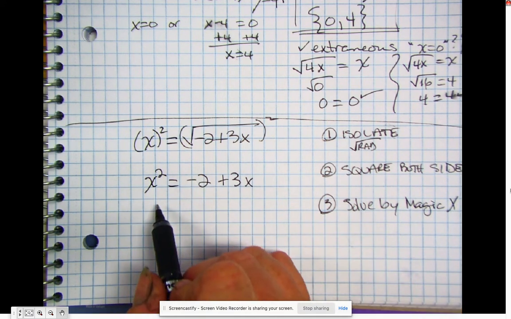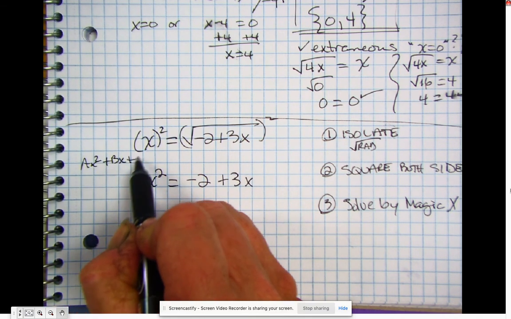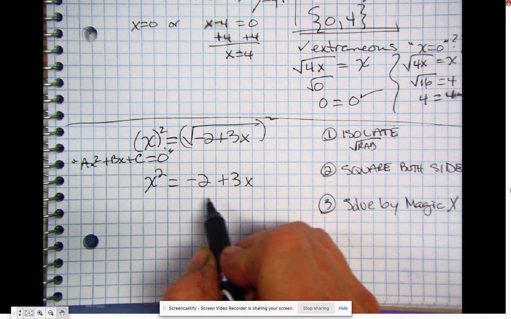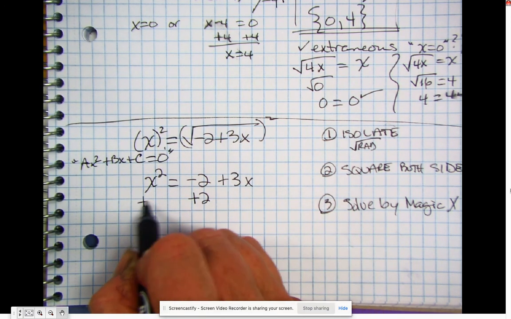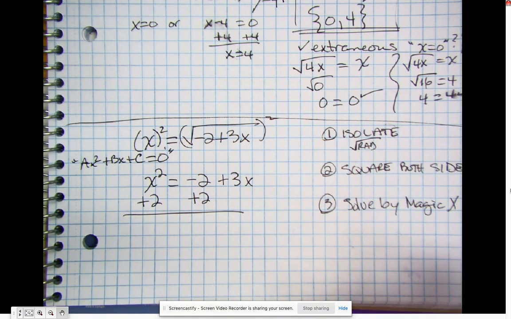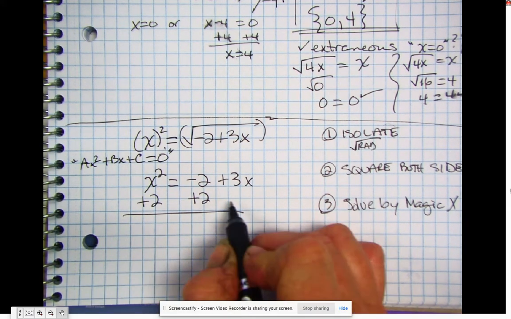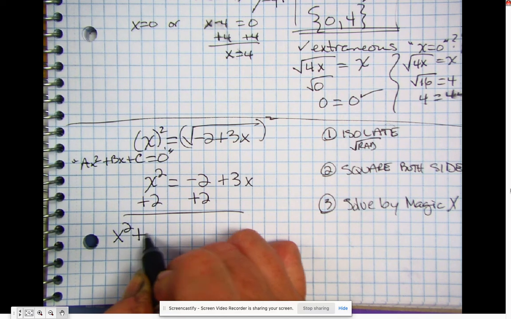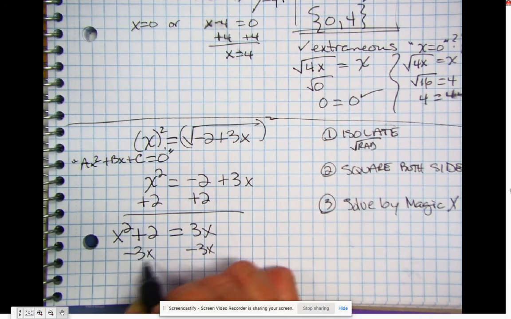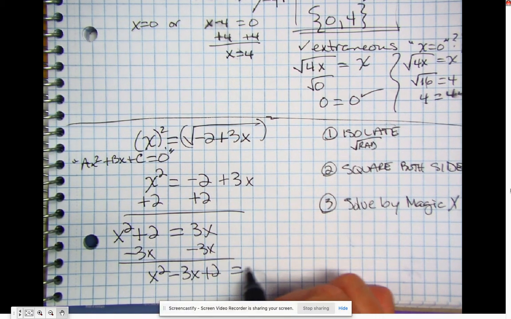First, move everything over. It's got to be ax squared plus bx plus c equals 0. That's what our goal is, to get everything on one side and 0 on the other. So I'm going to add 2. Several of you, when you took this test, you merely just said, oh, just put minus 2 on the other side. And you messed up the signs because you did that. So I'll have x squared right now plus 2 equals 3x, and then I'll subtract the 3x from both sides. X squared minus 3x plus 2 equals 0.